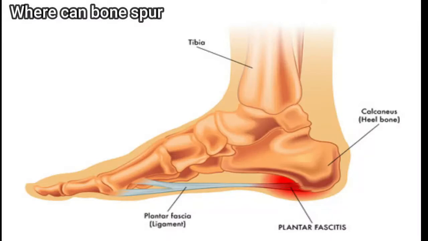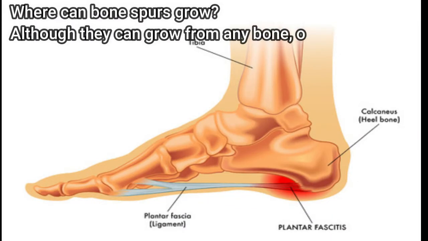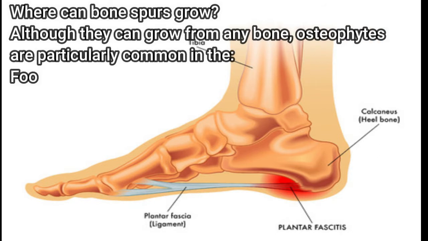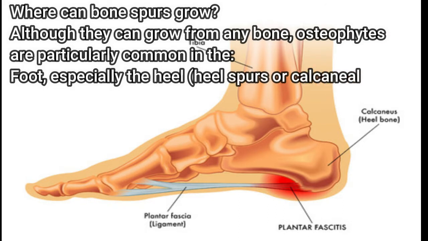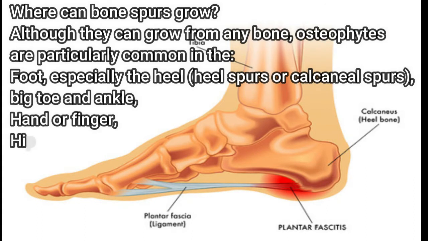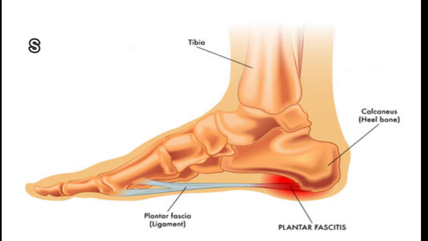Where can bone spurs grow? Although they can grow from any bone, osteophytes are particularly common in the foot, especially the heel spurs or calcaneal spurs, big toe and ankle, hand or finger, hip, knee, neck, shoulder, spine.